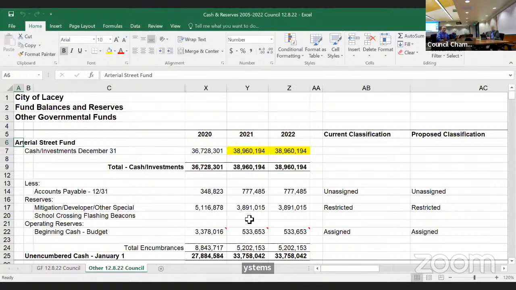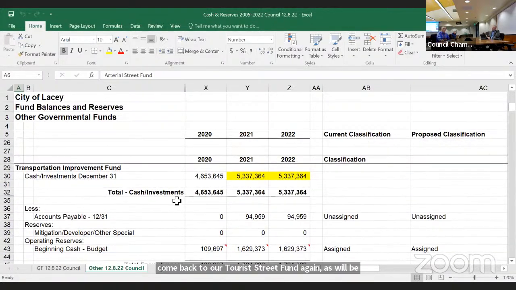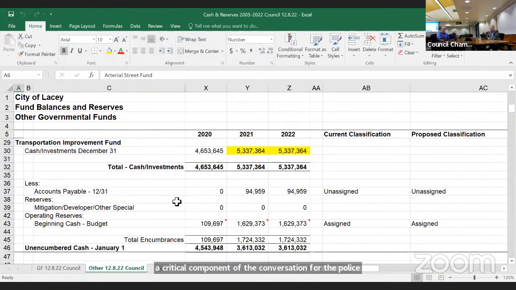Looking at some of our more miscellaneous funds, we'll come back to the Arterial Street Fund. Again, this will be a critical component of the conversation for the police station. Transportation Improvement Fund, as you've seen in the proposed budget, we have a much larger program slated for next year, $7.5 million. So we'll be using some of this $5.3 million reserve.